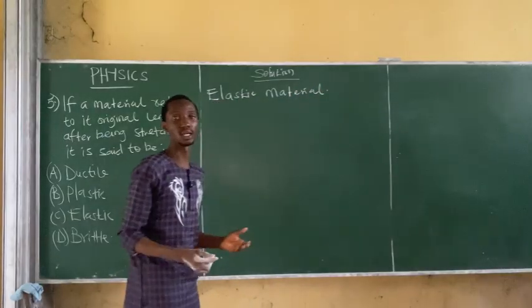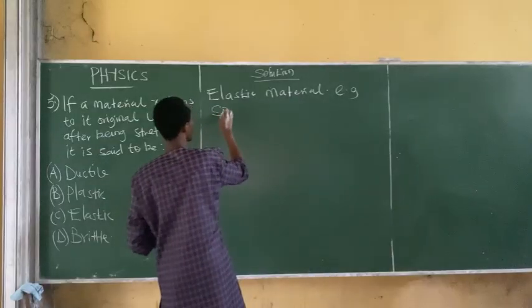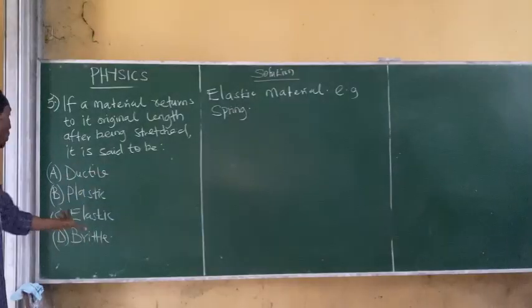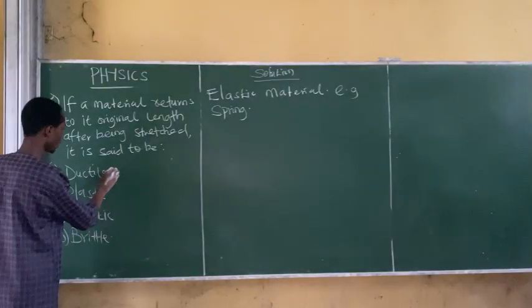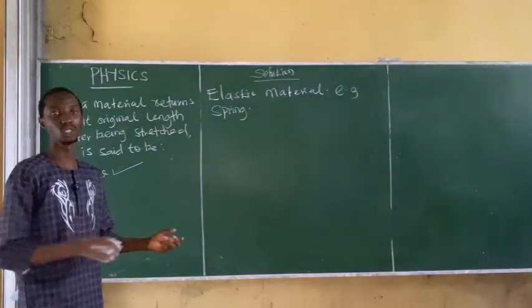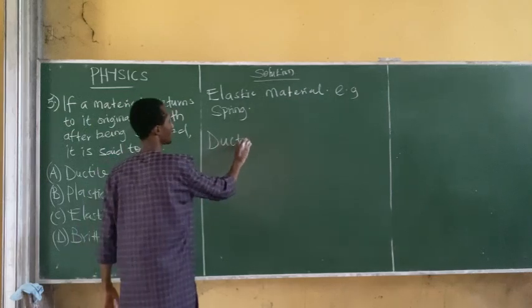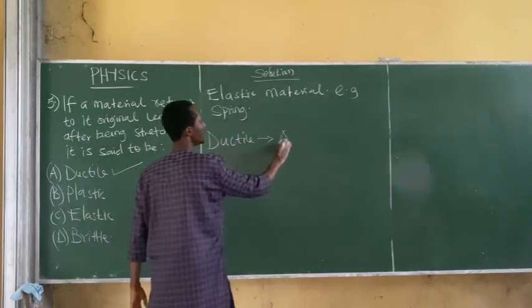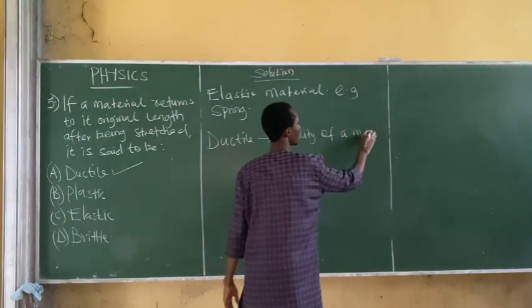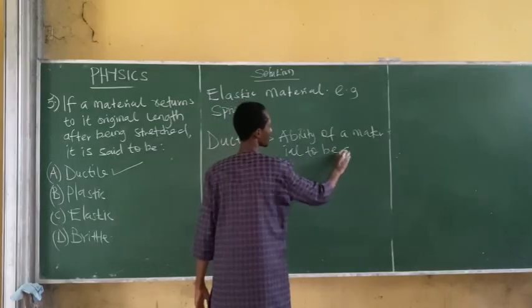An example is your spring. Now let's know the meaning of all these other words. Ductile here simply means the ability of a material to be drawn into wire.